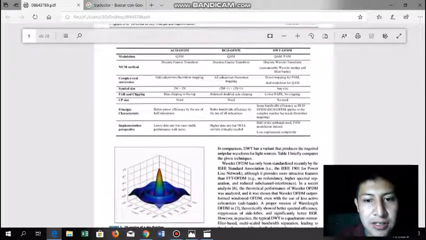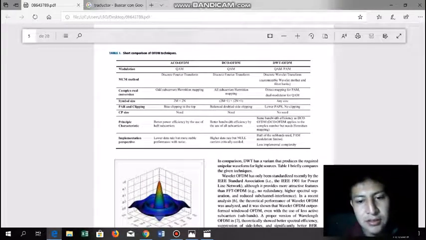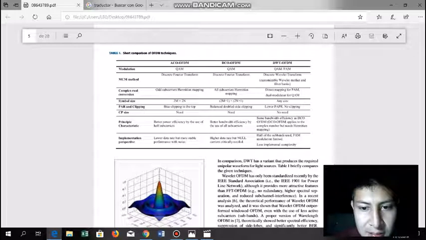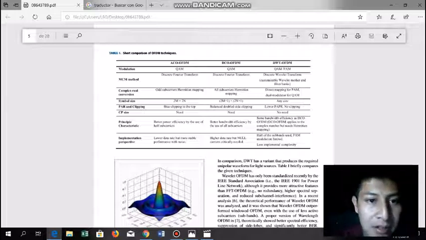And in comparison, the DWT has a variant that produces the required unipolar waveform for light sources. Table 1 verifies and compares the given techniques. This is the table.